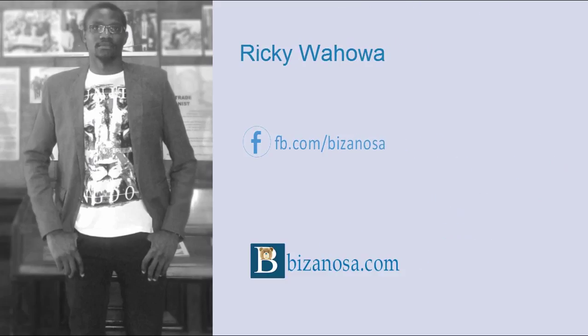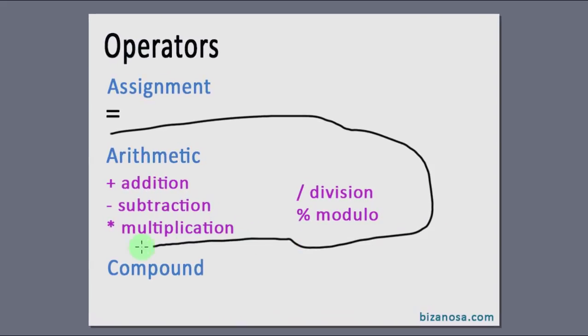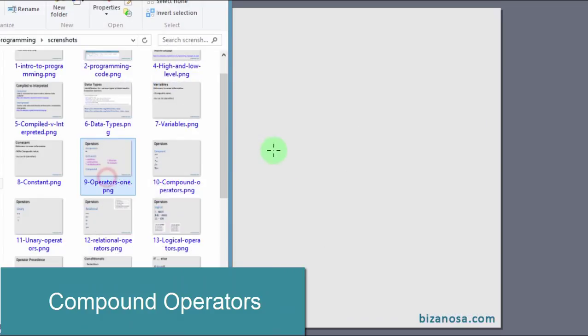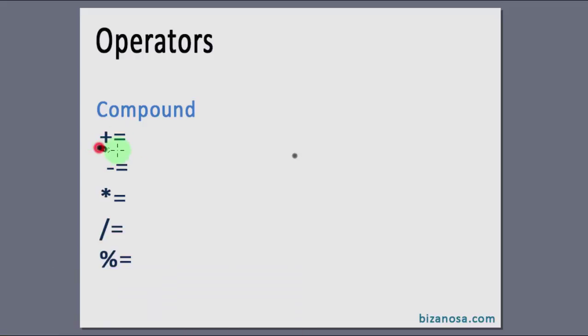Hi and welcome back. So we have taken a look at all of this, including the assignment operator. Now let's look at something that we call compound operators. These are just a combination of these operators with an equals. So if I come here, you'll see we have plus equals, minus equals, times equals, divide equals, and modulus equals.